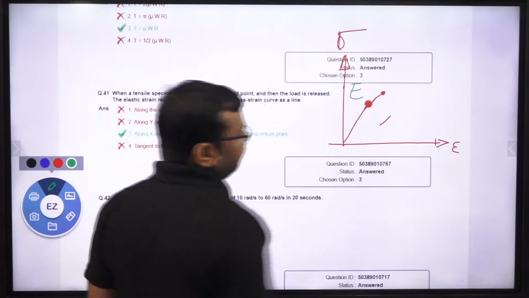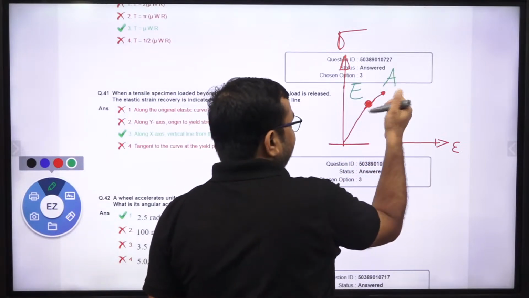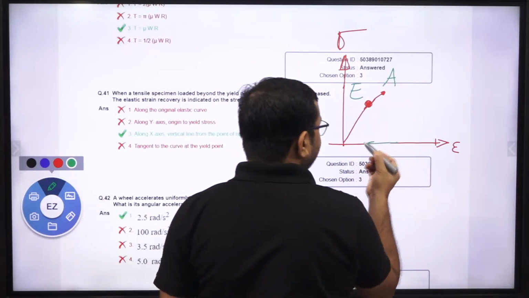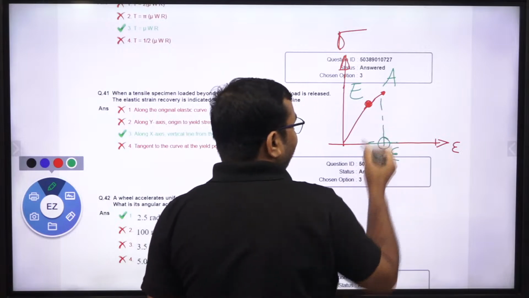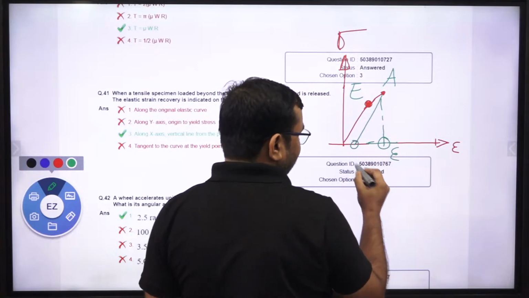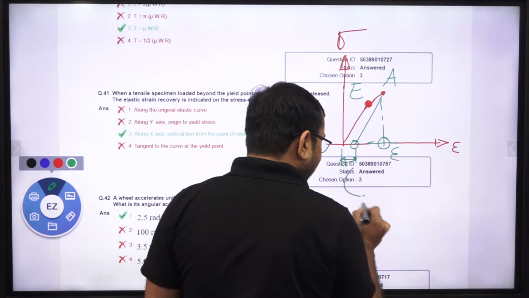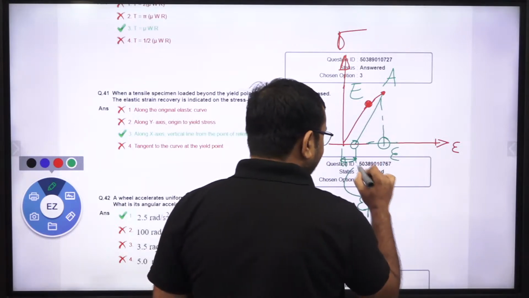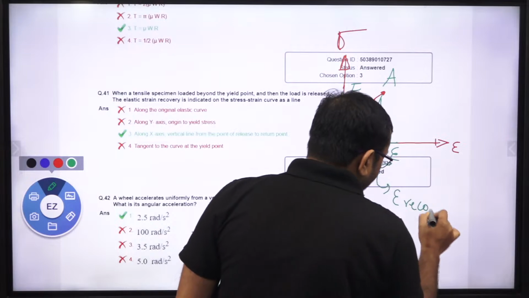Beyond the elastic limit, if we load the material up to this point and unload it, before unloading we have this strain. Yes or no? This is the total strain. But when you unload it, it follows this path. This strain is called the permanent strain, that is plastic strain, and this is the strain which is recovered.